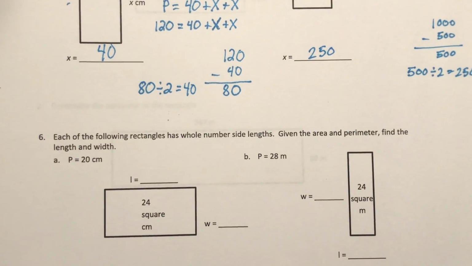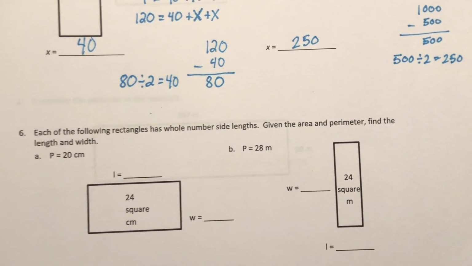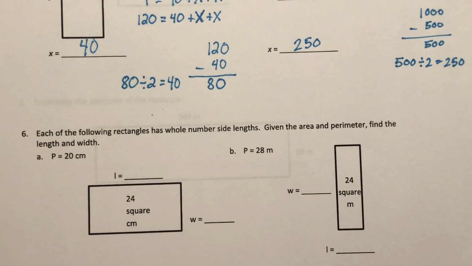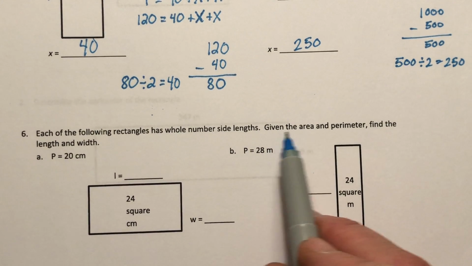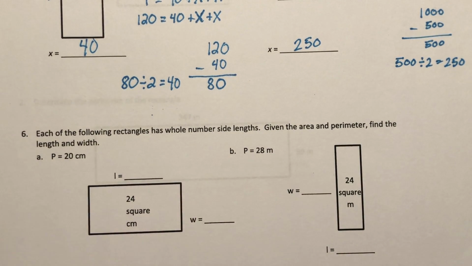The last problem says, each of the following rectangles has whole number side lengths. Whole numbers, no fractions or decimals. It's what we've been dealing with the whole time. Given the area and perimeter, find the length and the width, okay? So we've got some experiments to do here.